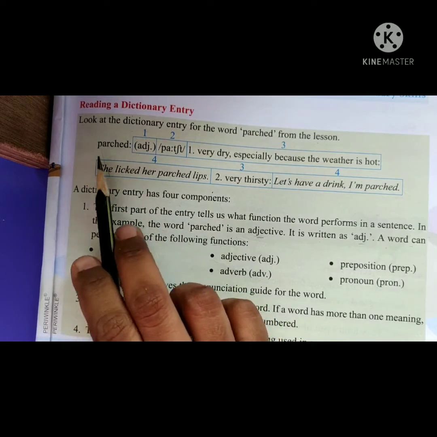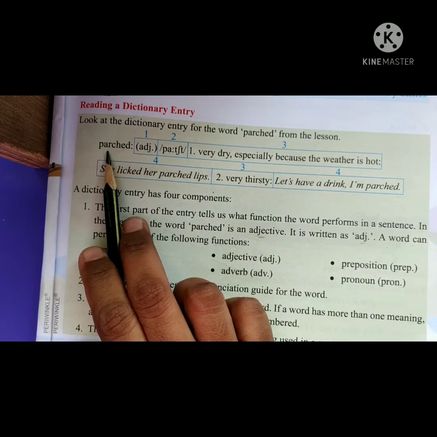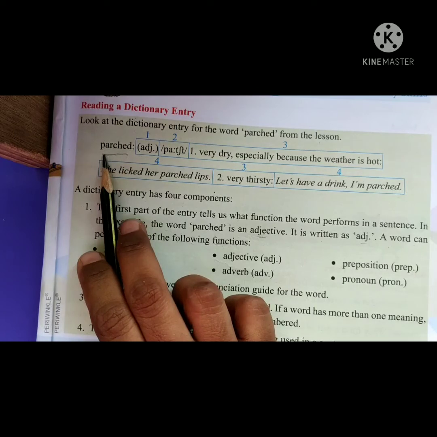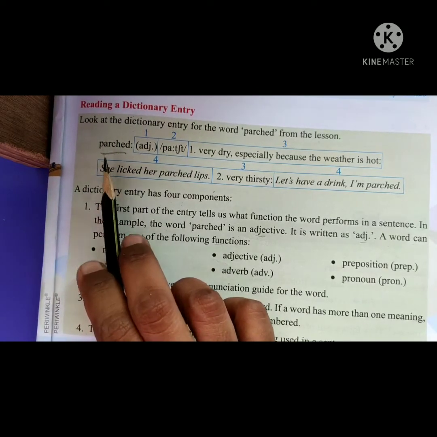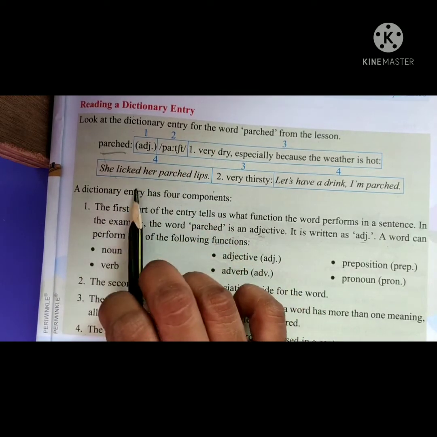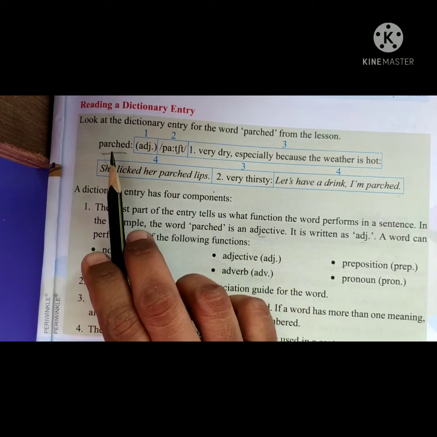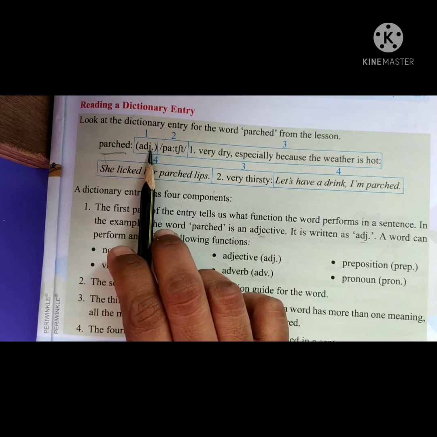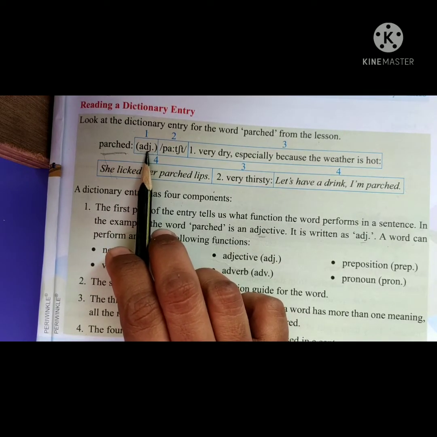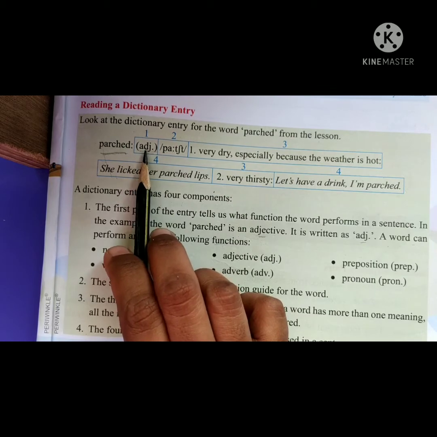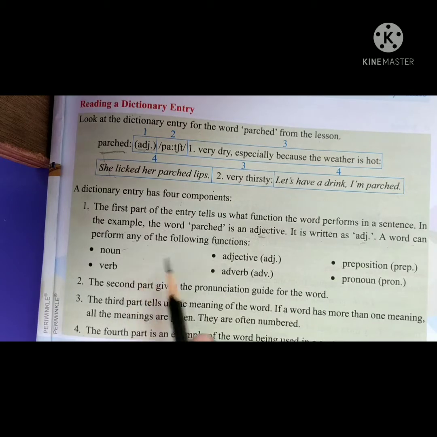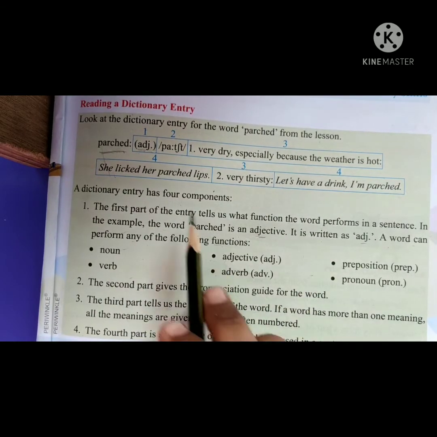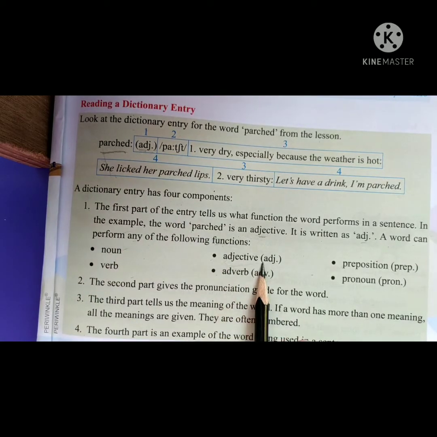A word can perform any of the following functions. See children, here they have given the word parched. This is the entry in the dictionary. And this tells us what the word belongs to. Parched ADJ means it's a short form of adjective. It may be a noun, adjective, verb, adverb, preposition or pronoun. Now, parched is the adjective.